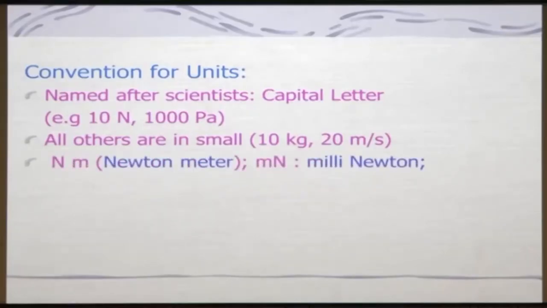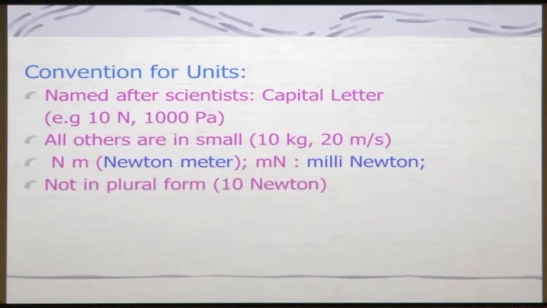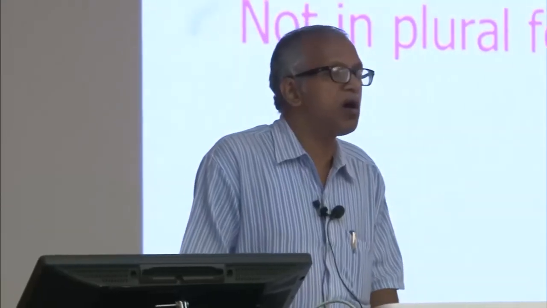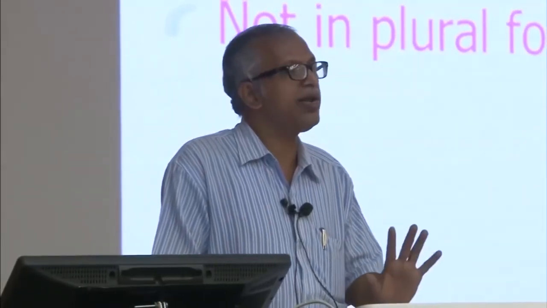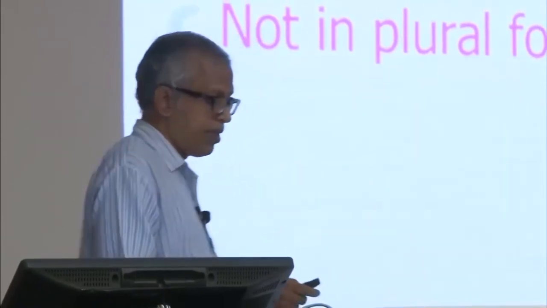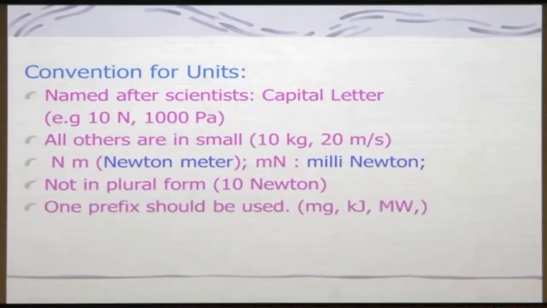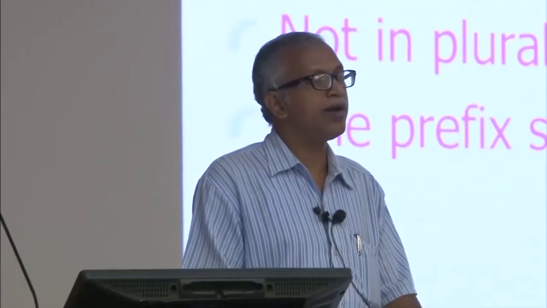We will have to be a little careful. When you say newton meter, there should be a gap, and if it is millinewtons, we say m and N with no gap. So you will have to distinguish between these things. And if you want to write 10 Newton or 100 Newton, do not write Newtons. The plural should not be used, and only one prefix should be used. For example, mg is basically milligram, or kilojoule, where k should be small and J should be capital.